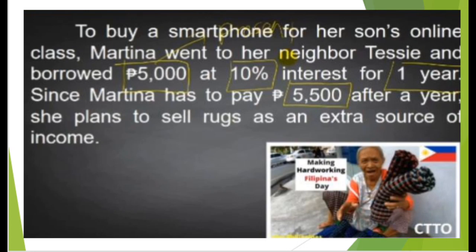The rate of interest, on the other hand, is a fractional part of the principal that is paid on the loan. Here, it is expressed as a percentage and it's 10%. The time or term is the number of units of time for which the money is borrowed and for which interest is calculated. And since Martina needs to pay the loan to Tessie in 1 year, the term is 1 year.